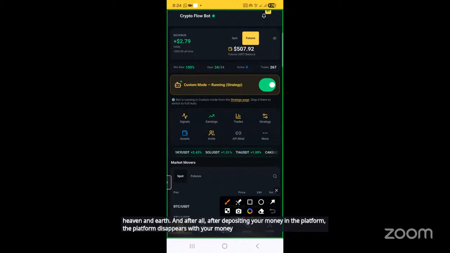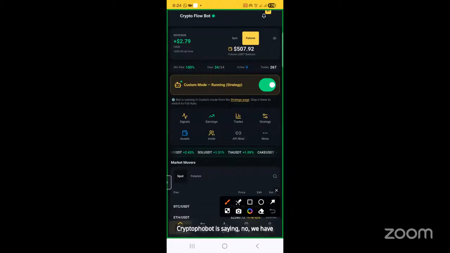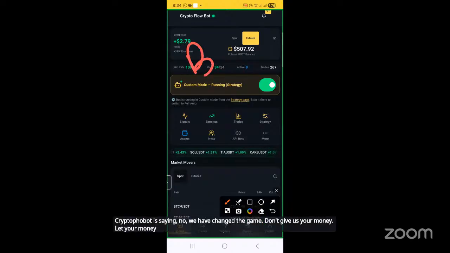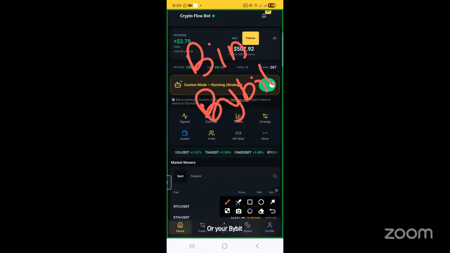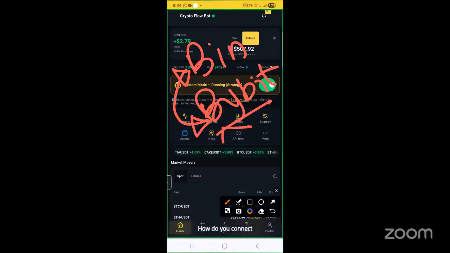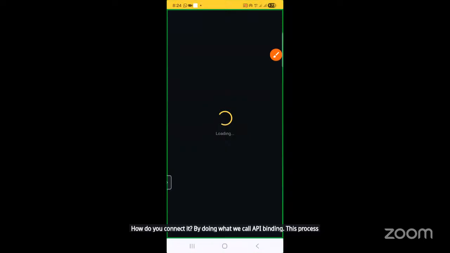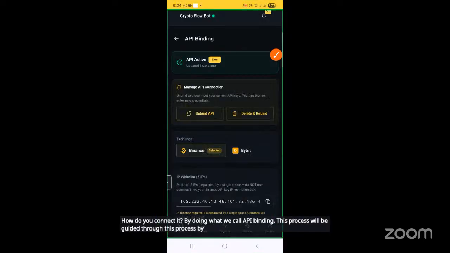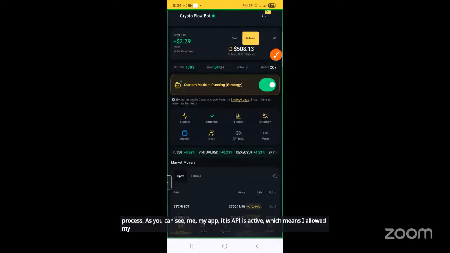CryptoFlow bot is saying, no, we have changed the game. Don't give us your money. Let your money stay on your Binance or your Bybit. Then what you're going to do is connect CryptoFlow bot to either Binance or Bybit. How do you connect it? By doing what we call API binding. You'll be guided through this process by your upline. As you can see, my API is active, which means I allowed my bot to access my Binance.